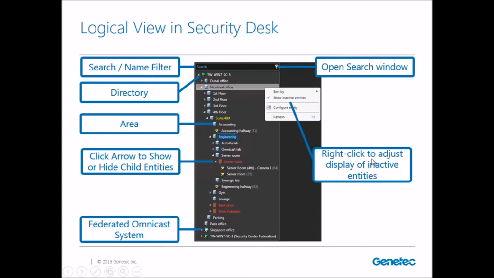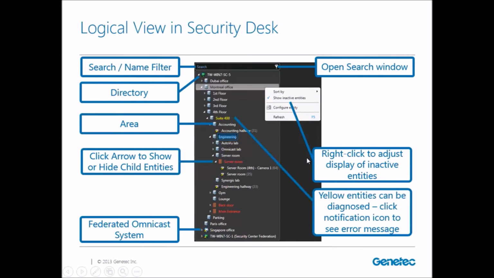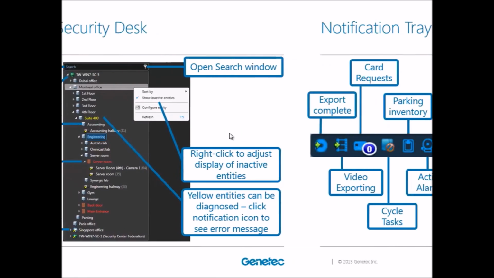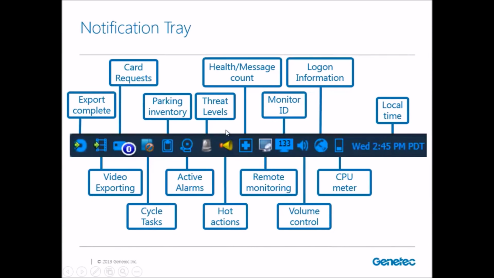I can then right click to adjust the display of inactive entities, and they're actually going to show yellow if they're not active within the system. And again, we're going to quickly take a look at the other options in the live system.